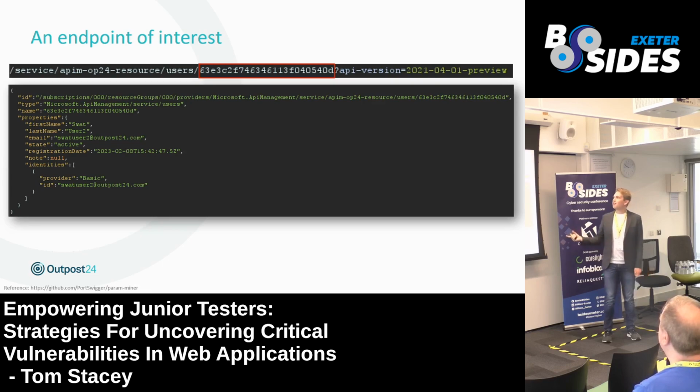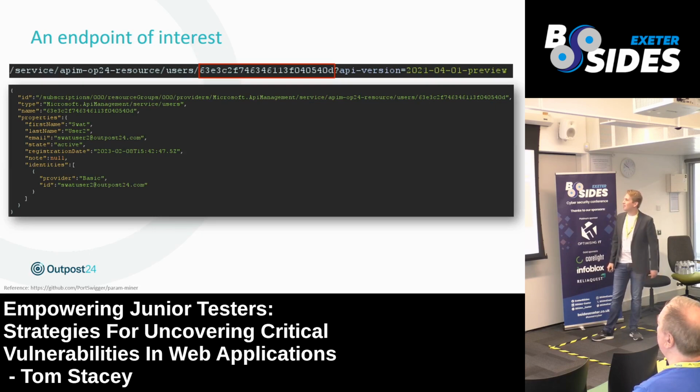Maybe if I take the user ID from a different user and put that in the URL, I'll get some kind of insecure direct object reference and read some data that I shouldn't have. That didn't work. 403 forbidden straight away, whatever.